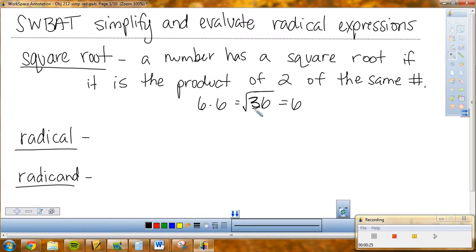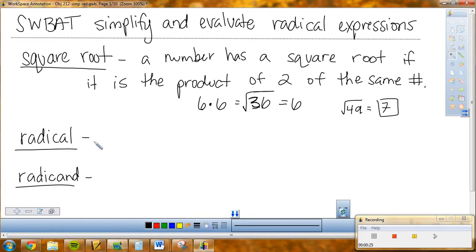So really, if a number has a square root, that means that two numbers multiplied together give us that number. So if I were to say, what is the square root of 49, I'm really asking myself, what number times itself gives me 49? And that would be 7.